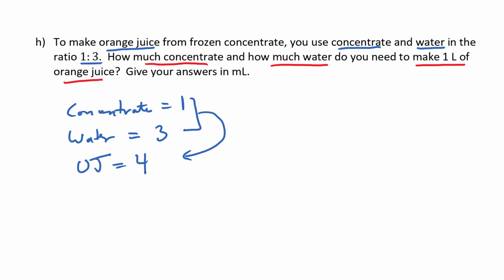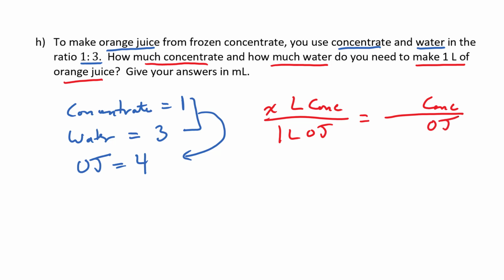Let's try this now. So I'm asked to find how much concentrate and how much water I need to make 1 liter of orange juice. So let's say we're going to solve for X number of liters of concentrate. Divide that by 1 liter of orange juice. Over here, we'll have concentrate on the top and we'll have orange juice on the bottom. And it says for every 1 part concentrate, it makes 4 parts orange juice. We'll cross multiply the numbers. 4x equals 1. So x is equal to 1/4.